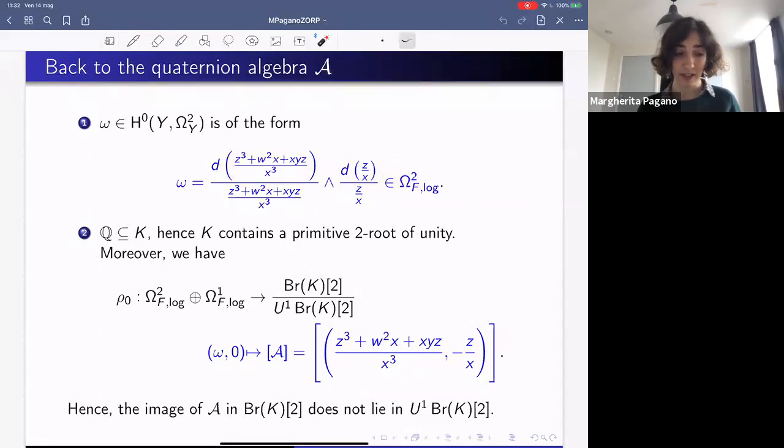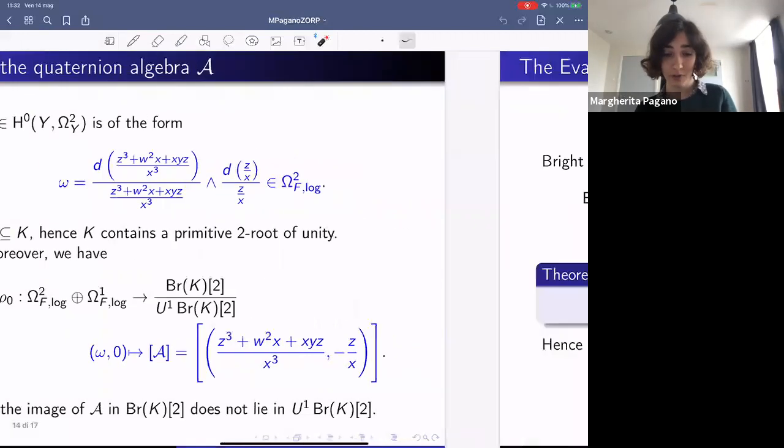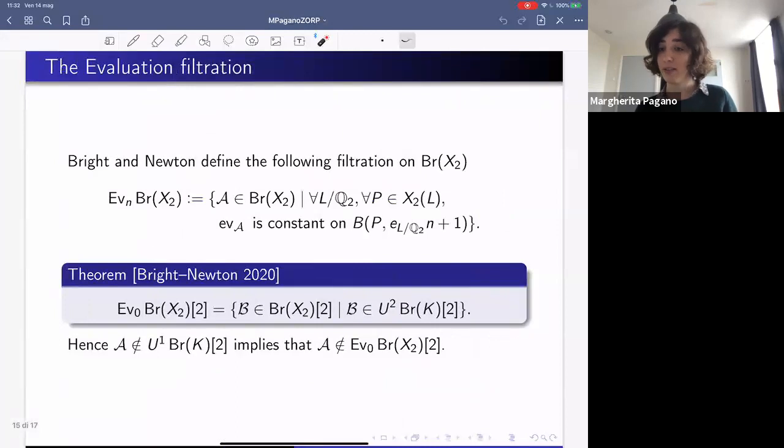But again, the next question is why we care about this. Why, if we can build a quaternion algebra that comes from a logarithmic form, can we hope that this quaternion algebra gives somehow an obstruction to weak approximation? So I will finish by telling you why these two things are related.